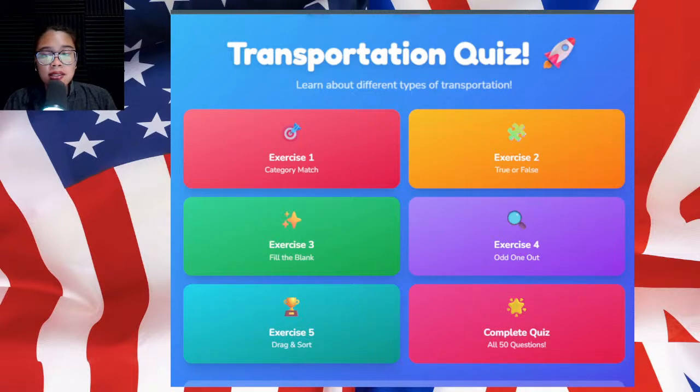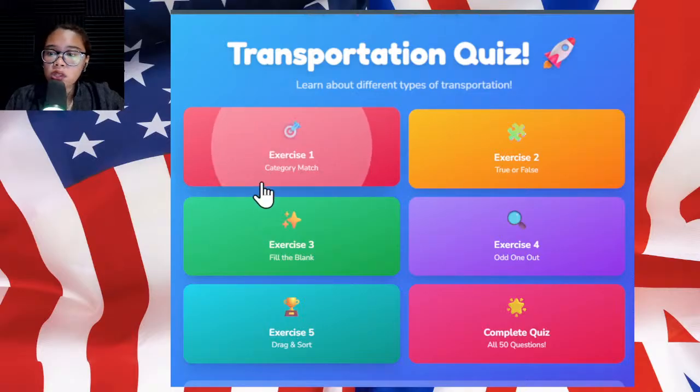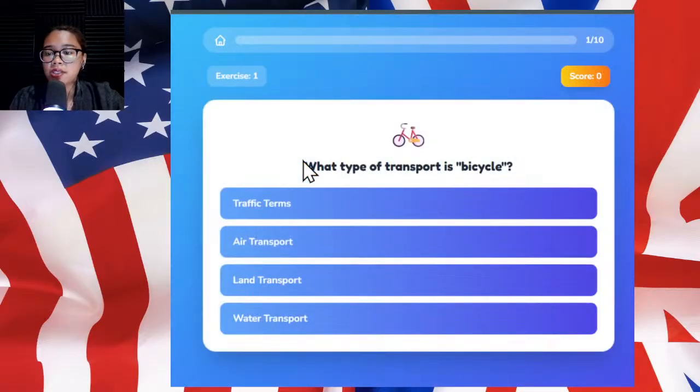Now, listen to me as we answer the exercises. Okay, so we are going to start with the first exercise, which is entitled category match. Okay, that is exercise one. Basically, we are going to ask you some questions, and then there are options that you can choose, and then choose the correct option or choose the correct answer that answers the question. Okay. There will be 10 items for this. So let's start with the first number.